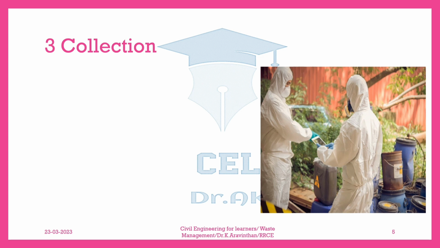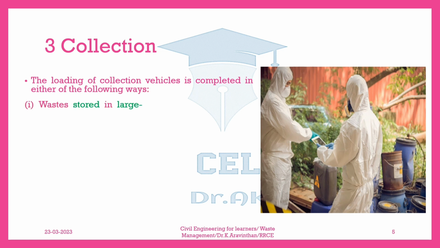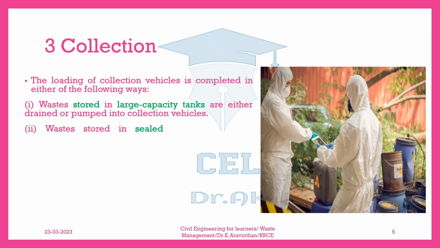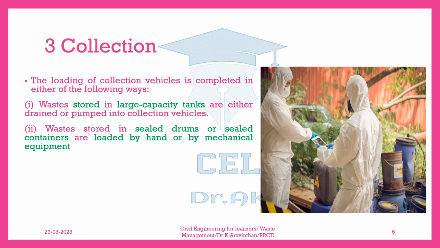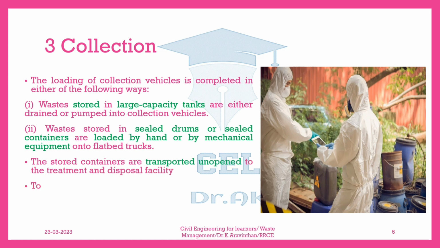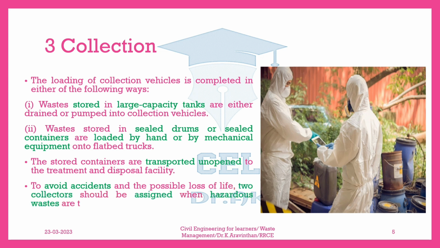Three is collection. The loading of collection vehicles is completed in either of the following ways. One, waste stored in large capacity tanks are either drained or pumped into collection vehicles. Two, waste stored in sealed drums or sealed containers are loaded by hand or by mechanical equipment onto flatbed trucks. The stored containers are transported unopened to the treatment and disposal facility. To avoid accidents and the possible loss of life, two collectors should be assigned when hazardous wastes are to be collected.